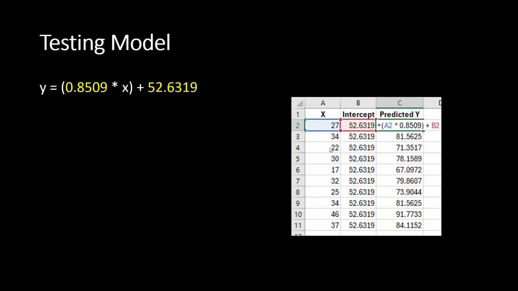I'm going to multiply that by 34, all right? Because in that case, that is our x value. Then we add the intercept value, which is 52.6319, and we get our predicted y value. Okay? So whatever the value of x is from our initial observations, multiply that by the associated slope, and then add the intercept value, and that provides you with the predicted value of y.